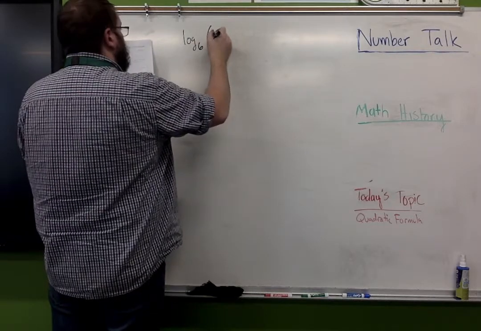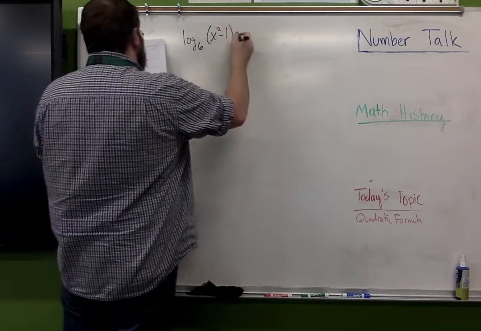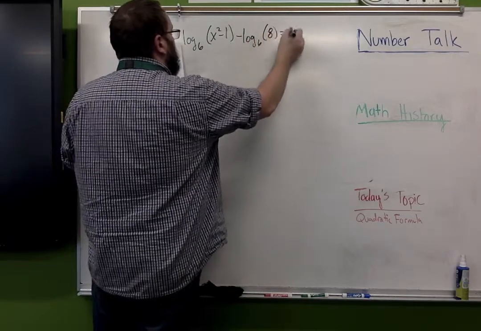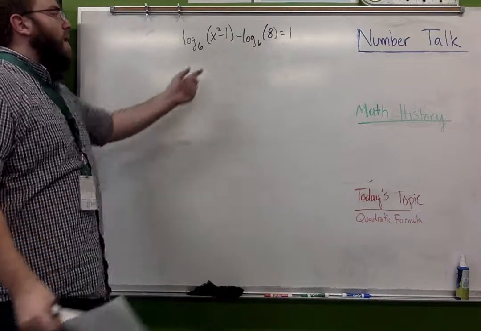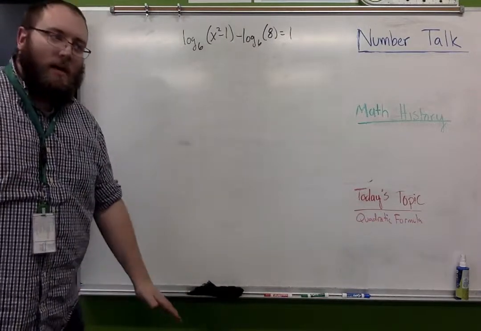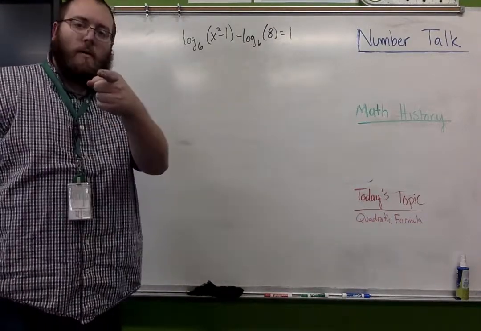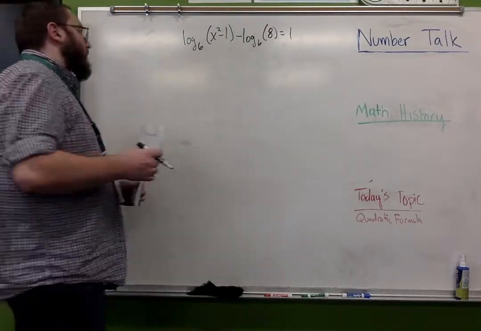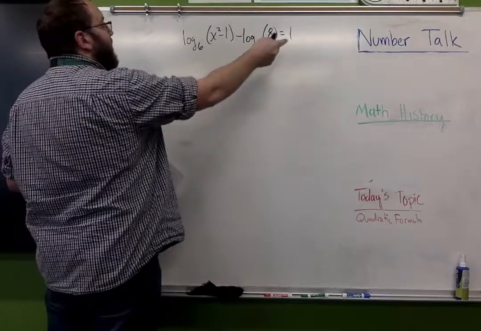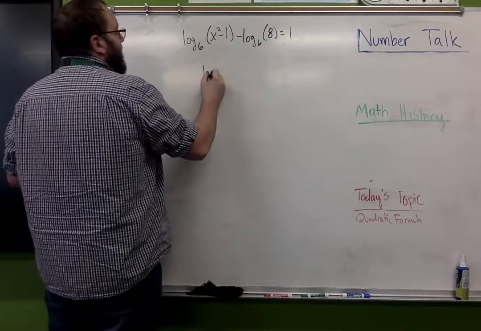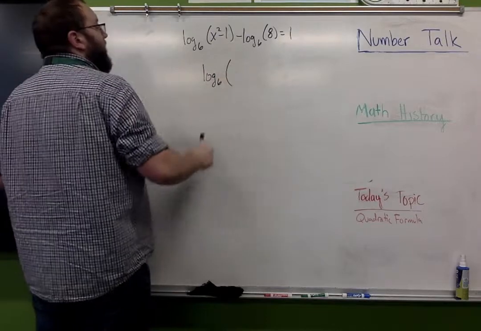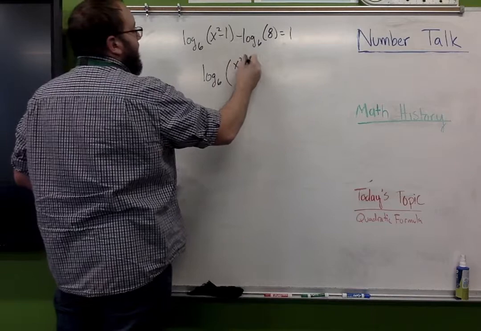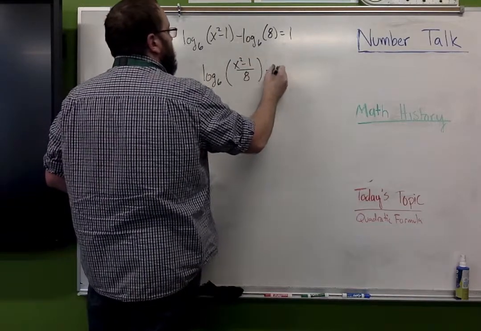Okay, last one. Log base 6 of x squared minus 1 minus log base 6 of 8 is equal to 1. Once again, there's not logs on both sides, so we can't use the equality property of logarithms. Oh, I always forget names. So we're going to condense and then convert. So base stays the same. If I subtract outside, I divide inside, so I got x squared minus 1 over 8 is equal to 1.